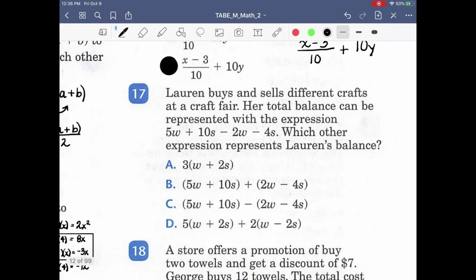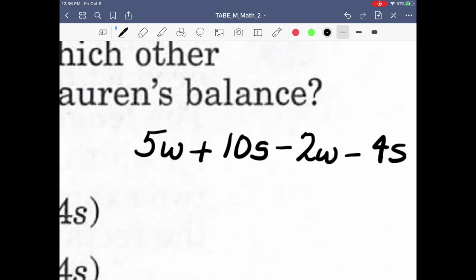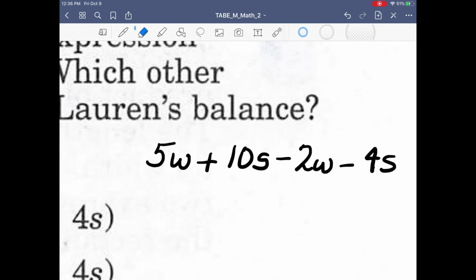Number 17. Lauren buys and sells different crafts at a craft fair. Her total balance can be represented with the expression, which other expression represents Lauren's balance. So I have 5W plus 10S minus 2W minus 4S. Now my first thought is to combine like terms. So let's see if that works. It may not. We've seen them before here that do not work.